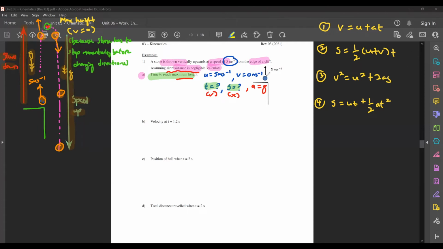So you compare with your kinematics equations. Any equation with an s would not be something that you want to use. So that automatically eliminates equations 2, 3, and 4. So you will have to use equation 1. Okay, so you would need to use this equation: v equals u plus at.